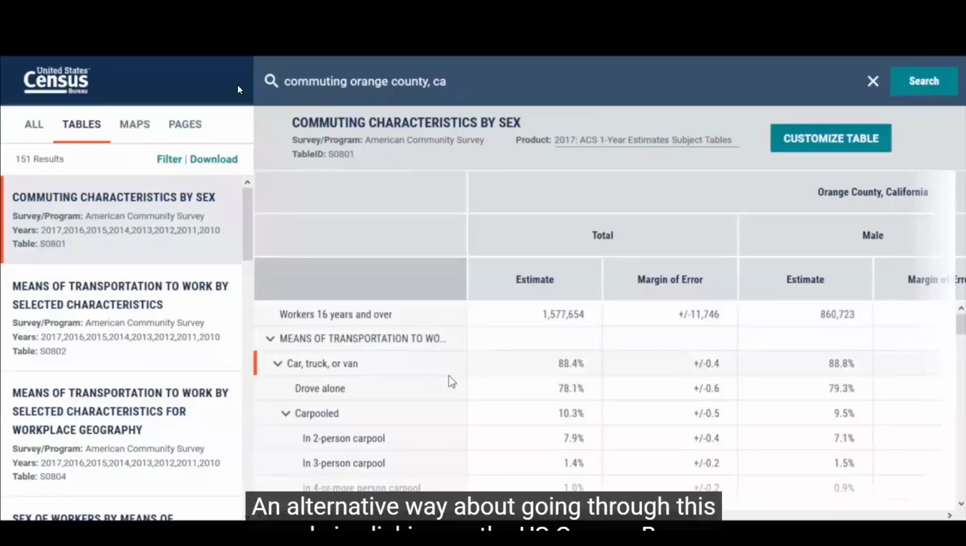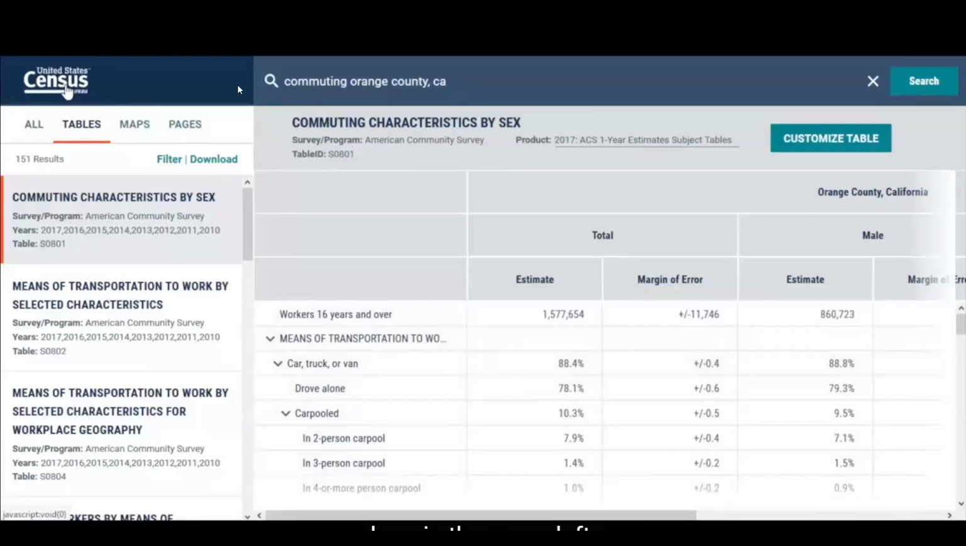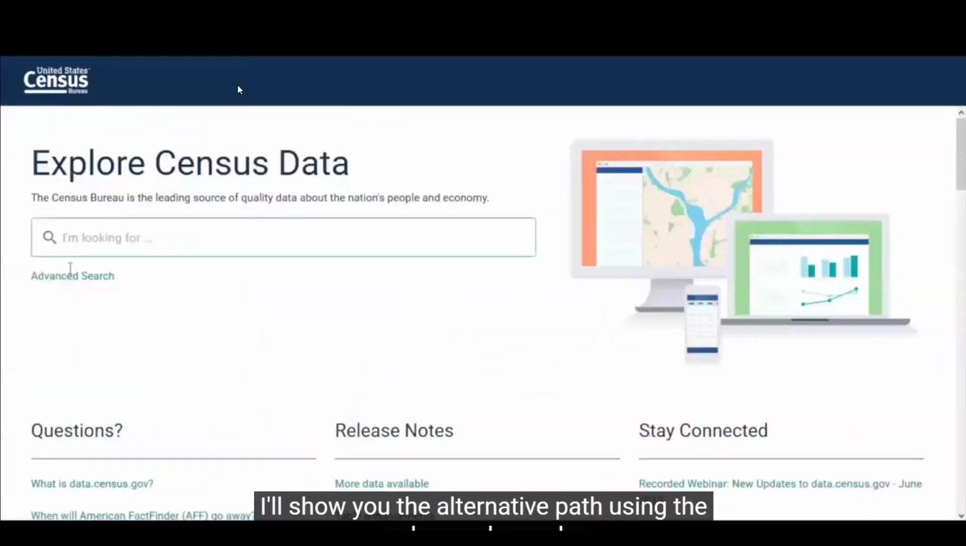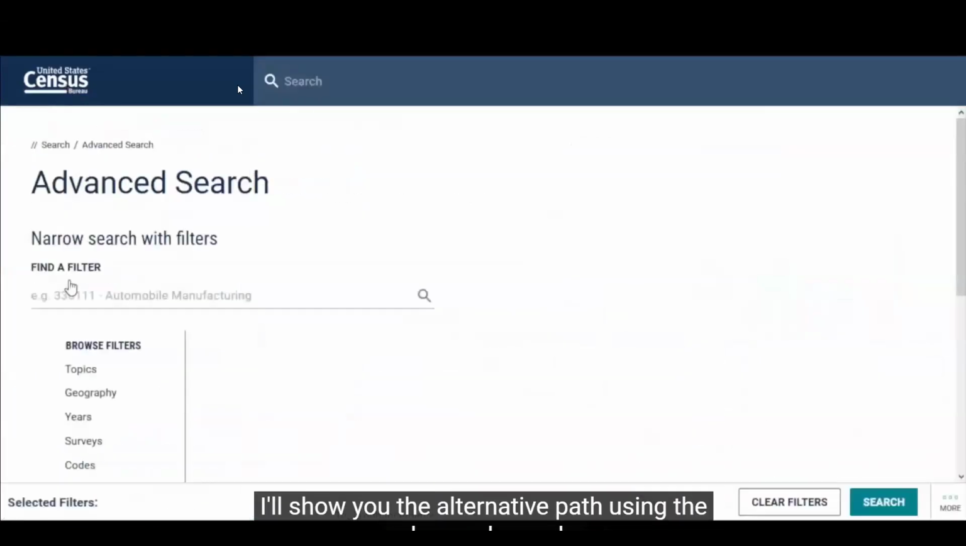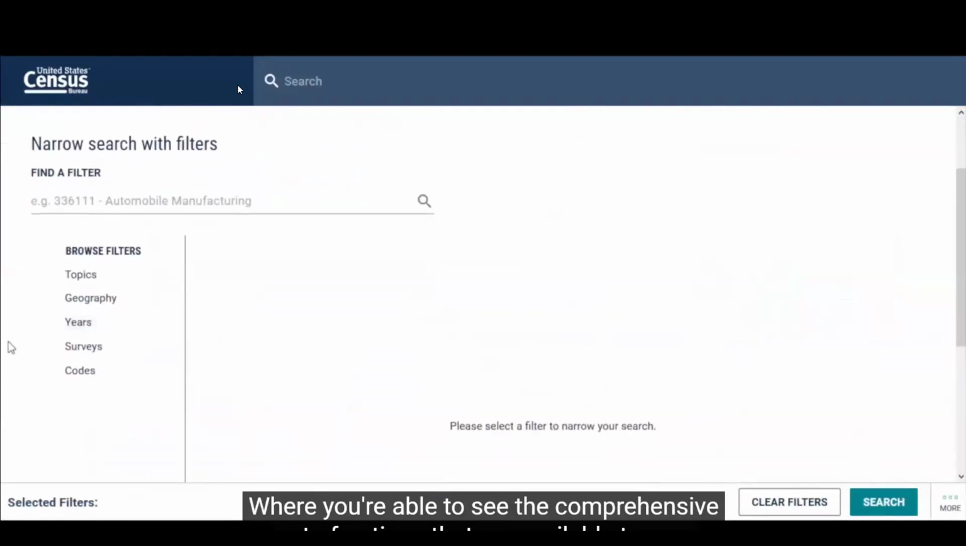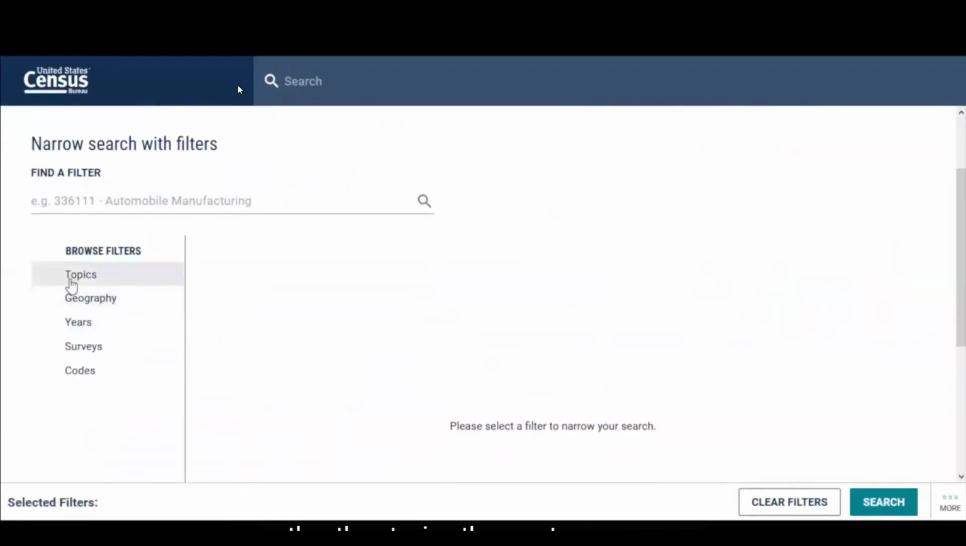An alternative way about going through this search, clicking on the U.S. Census Bureau logo in the upper left. I'll show you the alternative path using the advanced search. This is a step-by-step approach where you go through a series of filters and make clicks, where you're able to see the comprehensive set of options that are available to you rather than typing them out on your own.